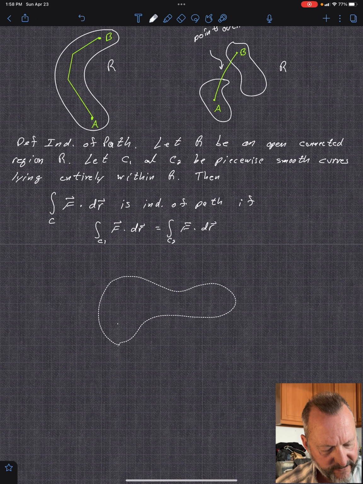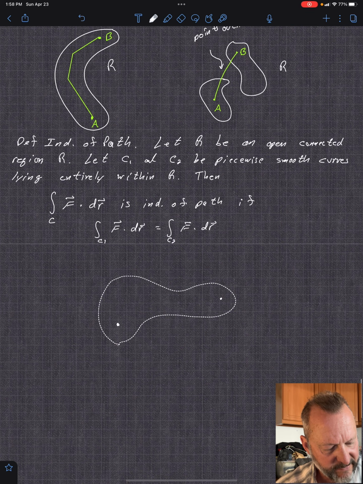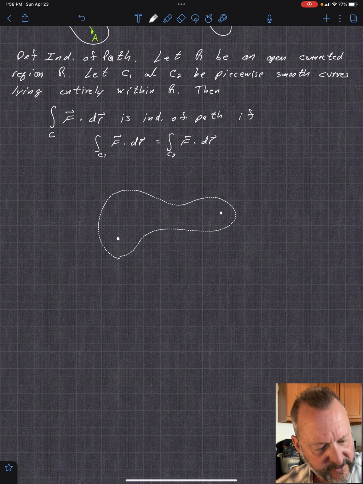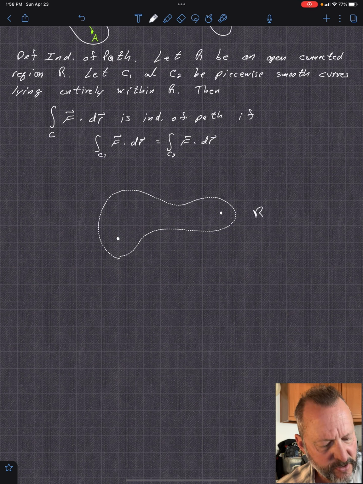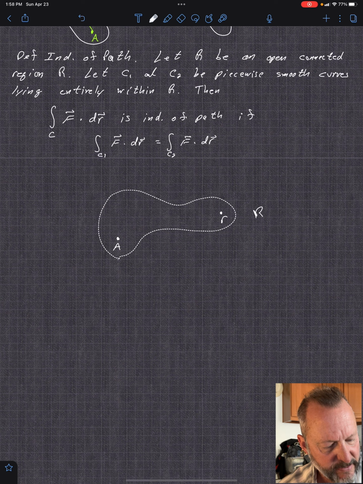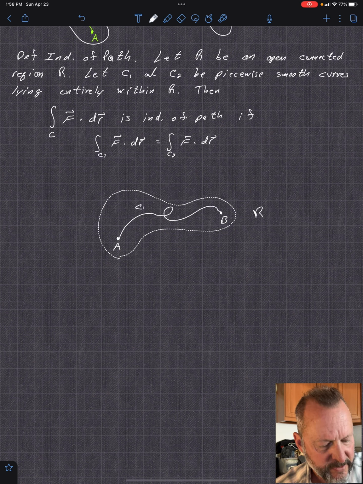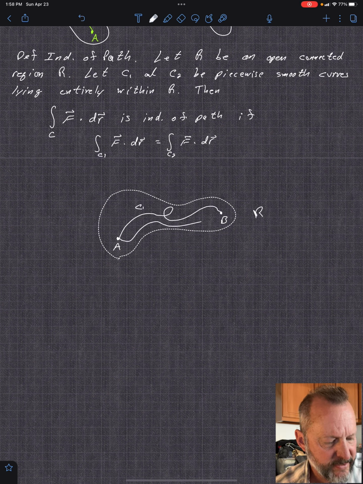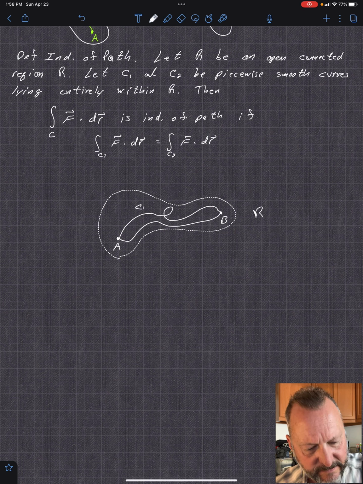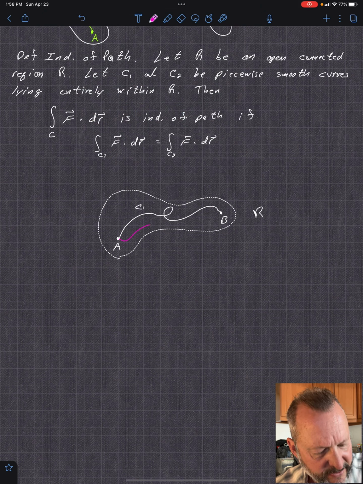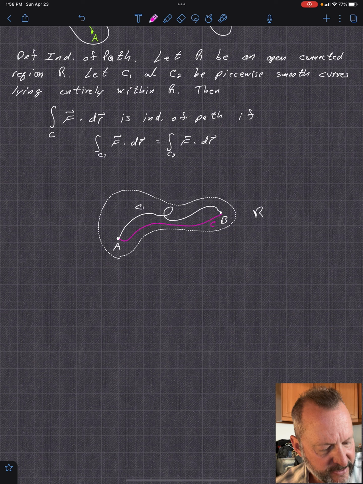And we're going from A to B. I've probably left off a few of these little details. And you have two paths. So this is my open and connected region R. You're going A to B. So you could have a path like this. There's your C1. Your C2 is another path like that. Let's change the color just for fun. You have another path like that. That's your C2.